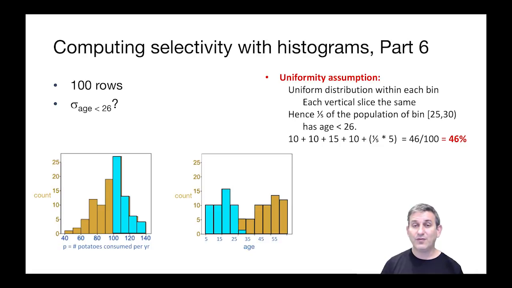And so we'll assume, therefore, that 1/nth of the values is also 1/nth of the tuples, n here is 5, so 1/5 of the population of that bin, 25 through 30, has age less than 26. And so we take the full values of the leftmost bins, 10 plus 10 plus 15 plus 10, and then 1/5 of the height of the bin that we overlapped, which was 5. So 1/5 times 5 is 1. That's a total of 46% of the values in the entire histogram. So within a histogram bucket, we make uniformity assumptions, and of course the histogram itself gives us more detail across buckets.